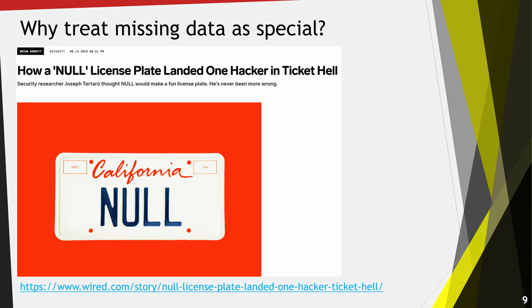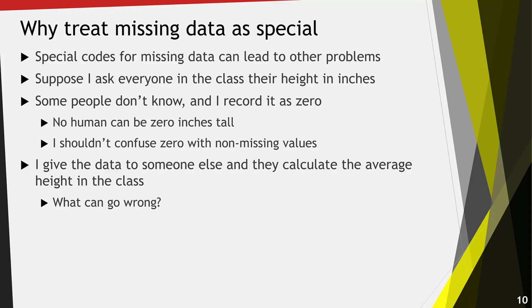This is a great example of why you need special values to represent missing data, because you don't want to confuse normal data, which in this case was the word null, with the special value for missing data, which happened to be null as well. Using special codes for missing data can lead to other problems. Suppose that I ask everyone in the class to record their height in inches. Some people don't know, so I record that as 0. I know that no human can be 0 inches tall, so I shouldn't confuse 0 with non-missing values.